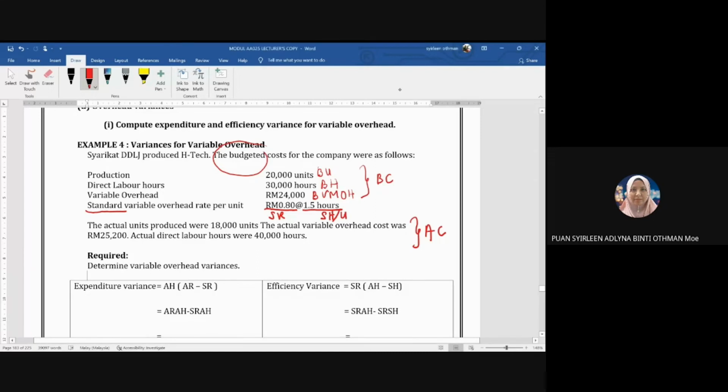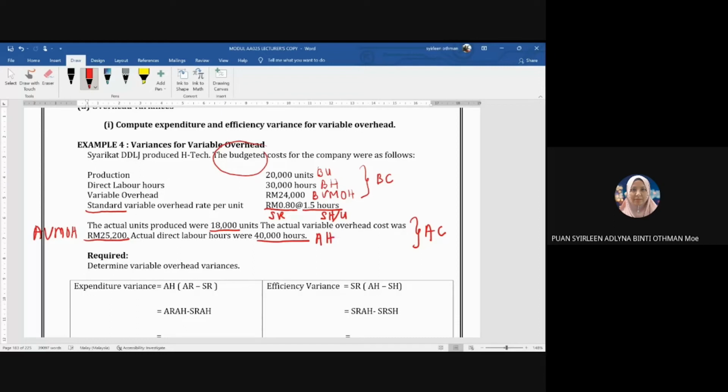Tak ada. Okay, so you have 18,000 of actual unit produced. Okay, and they give you the actual variable manufacturing overhead, 25,200. This is VMOH. Tapi yang ni ialah nilai actual sebenar. Okay, and then actual direct labor hours is 40 hours. This is actual hours. Okay, alright.